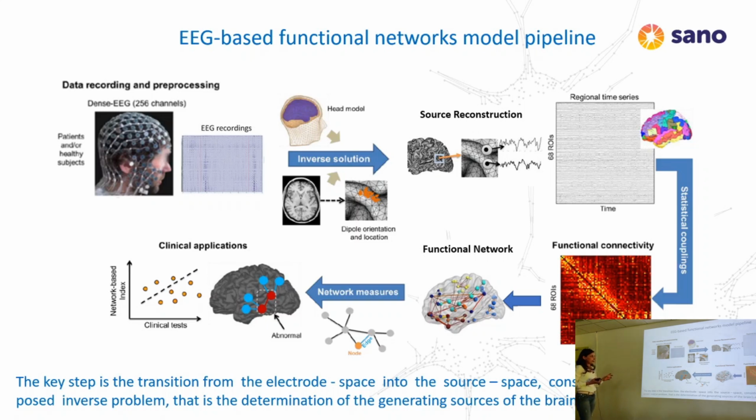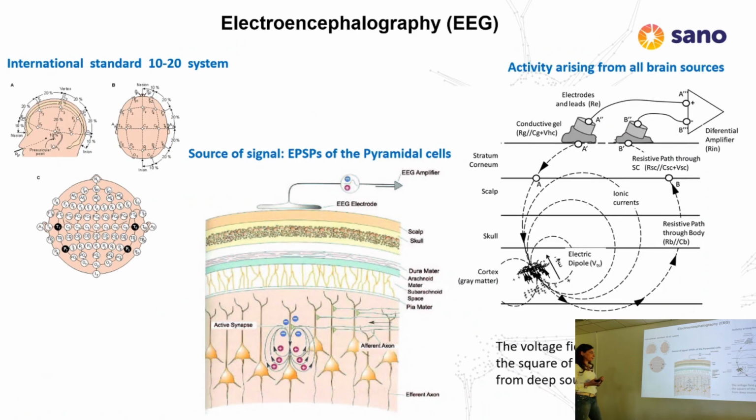But the key step of this pipeline is the transition from the electrode space into the source space, which consists of solving an ill-posed inverse problem, that is, the determination of the generating sources of the brain's activity.